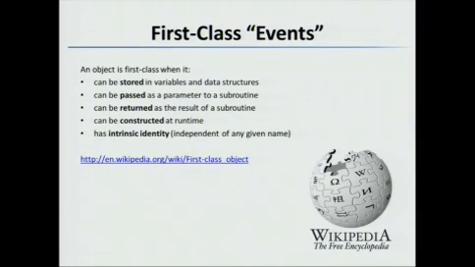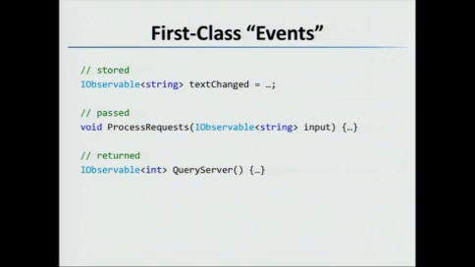Another thing is that in Rx, observables are actually first class. What first class really means is just that we can pass them to functions, return them back, store them in values, and so on. So for example, if I have a text change stream, I can store that stream of strings in a variable. Or I can pass an input sequence stream to a function. Or I can return the results of querying the server as an observable stream of ints. And this is what it means to be first class.